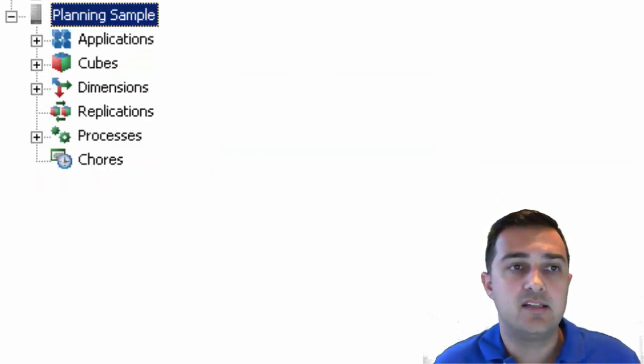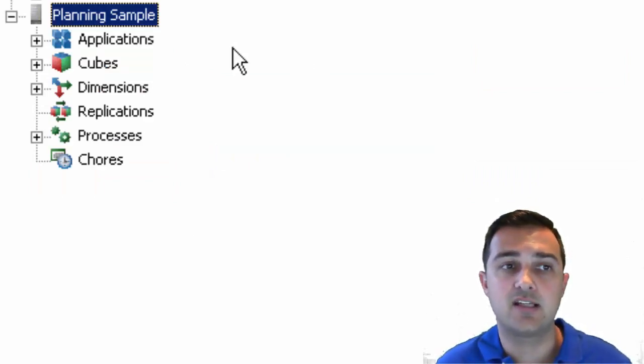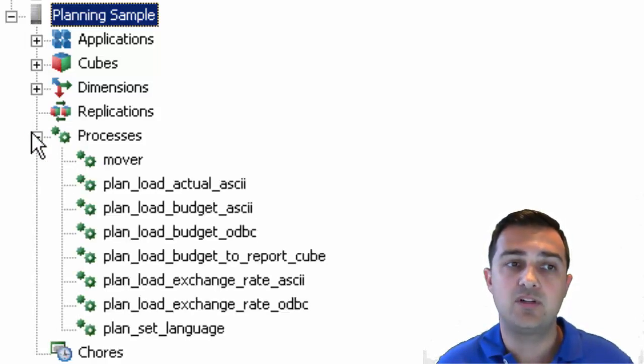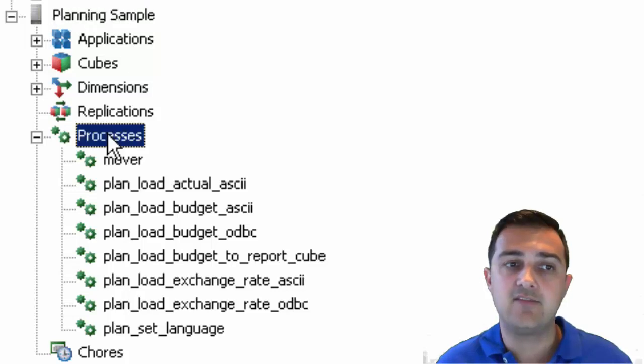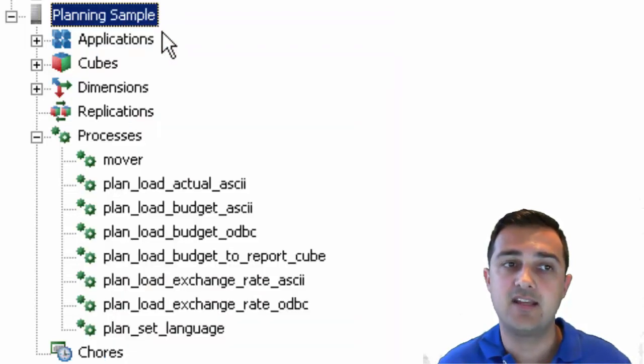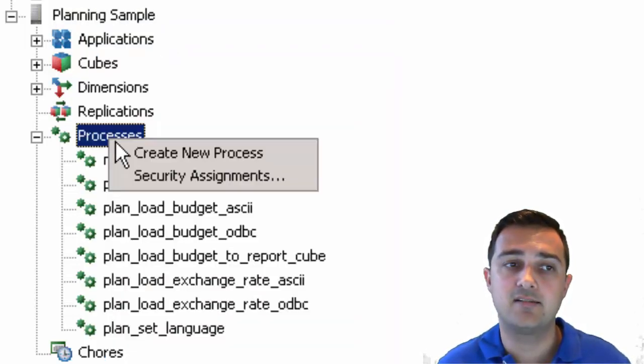So here we are, we're logged into the IBM TM1 Architect tool. Now when it comes to maintenance, this should be the first point of contact. Make sure you can log in and it comes up at least. When you open up processes, even if you don't have a process that does save data all, you can right click on the instance name and say save data. That's going to force all the data to disk.